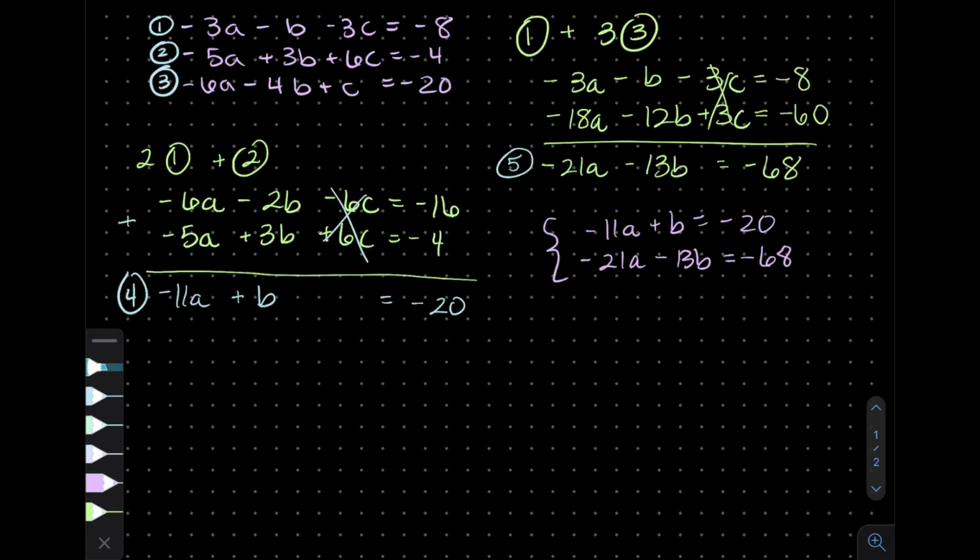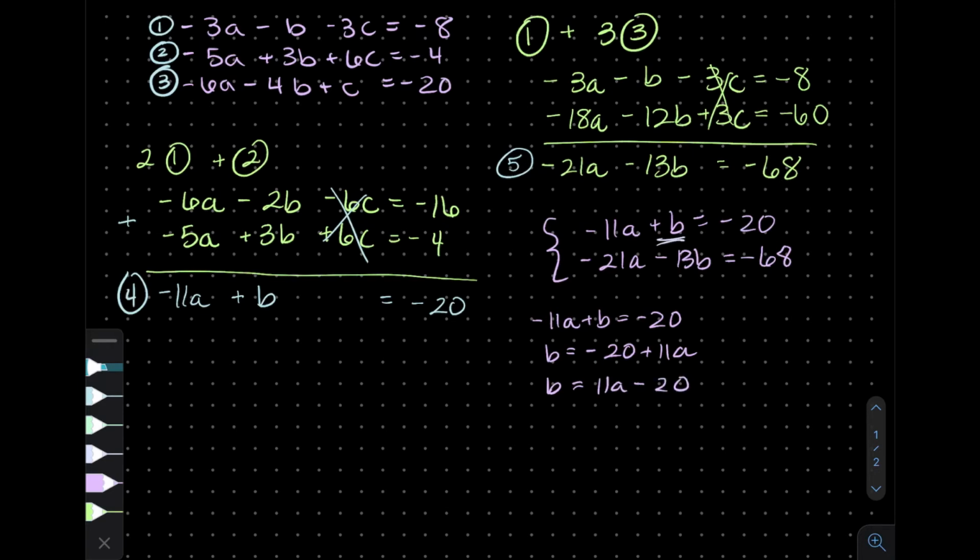Personally, because we've got this b here all by its lonesome, it doesn't have a coefficient, I'm just going to solve for b, right? I'm going to take that equation. I've got negative 11a plus b equals negative 20. I will add 11a to both sides. So add 11a and I'll get b equals negative 20 plus 11a, or b equals 11a minus 20.